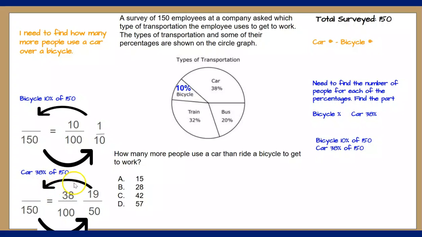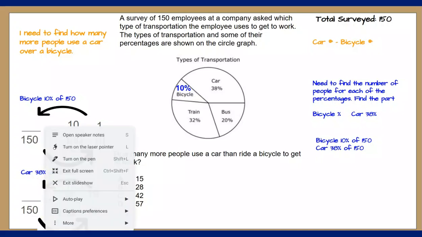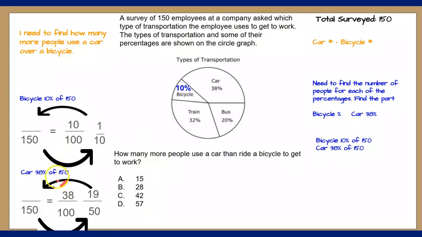So that means I would be multiplying 19 times 3, which is going to give me 57. You can use your calculator to do that, or just 3 times 9 is 27, 3 times 10 is 30, so 30 and 27 is 57. So now that we know our values here, I somehow erased that, sorry. 15 bicyclists, 57 drivers that are driving their cars to work.